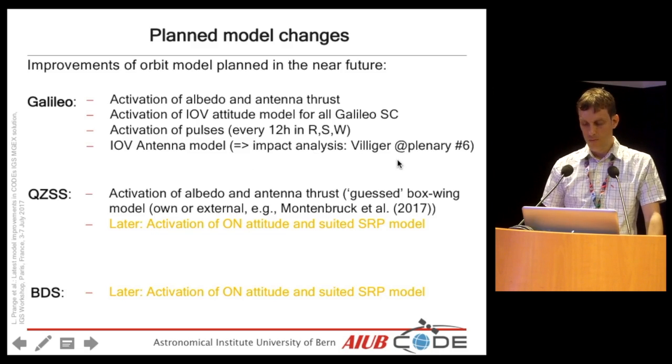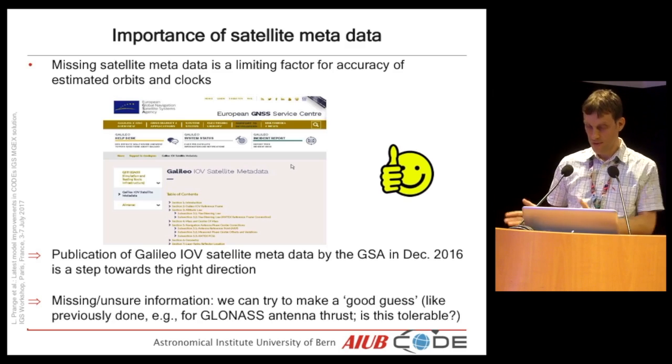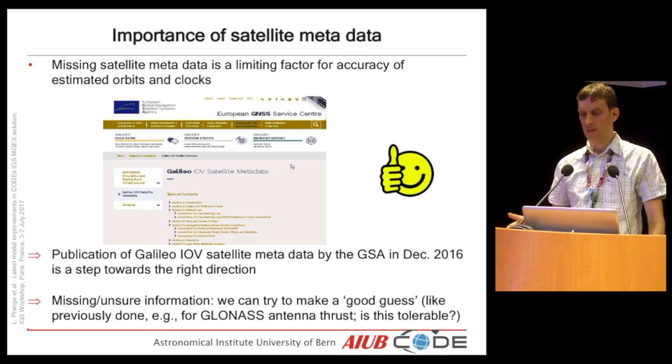Yes, so far some of these model implementations were difficult because of missing metadata, but the situation improved, at least for Galileo, since the end of last year, when the GSA published metadata of the Galileo IOV satellites. But there is still much unknown information also about other satellite systems, but also still about the Galileo satellites. And there we have to make some assumptions.